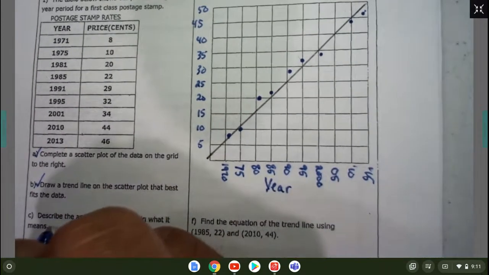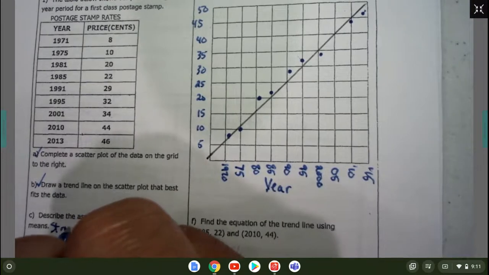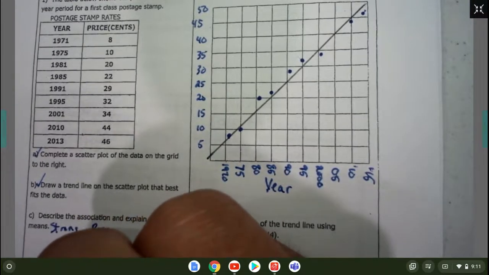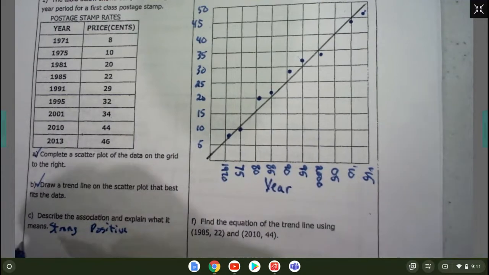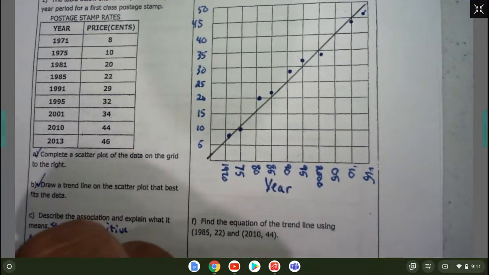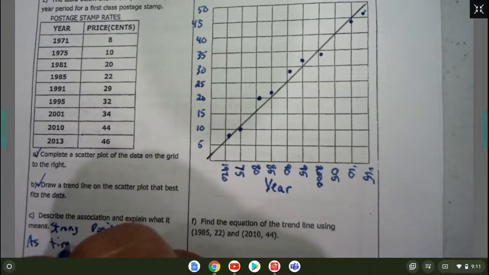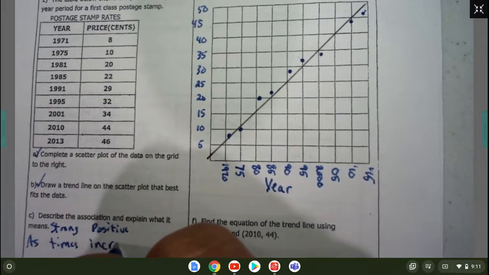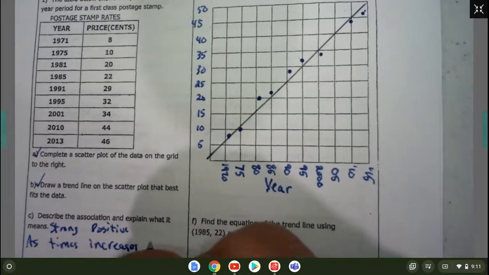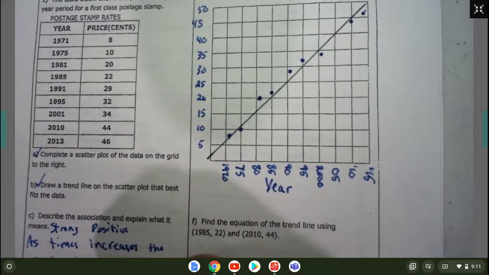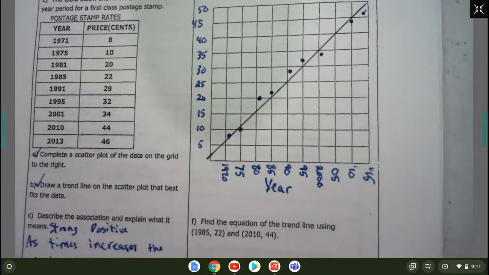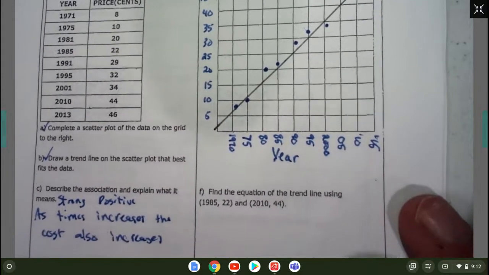All right, so this is positive. We could even say strong positive, right? Because those points are pretty much right around that line. So strong positive, what does it mean? It means as time increases, the cost also increases, right? The cost of the stamp increases as the years increase or as time goes on.